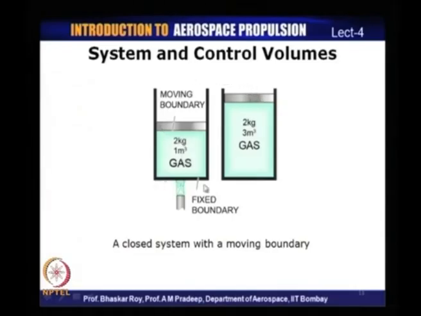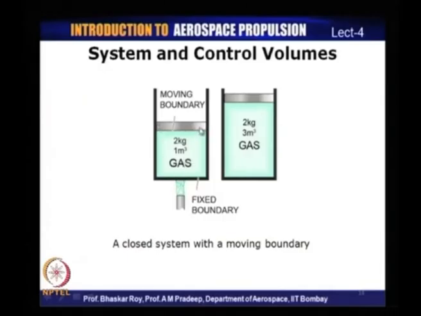This cylinder consists of a particular gas which has a mass of 2 kgs and let us say a volume of 1 meter cube. Now, the cylinder boundaries are fixed because they do not move. If you were to add energy across the system boundaries, remember, in a closed system it is possible to have energy interaction across the system boundaries. So, there is energy transfer because you are heating up the cylinder.